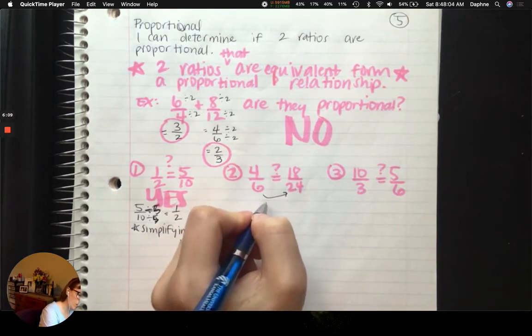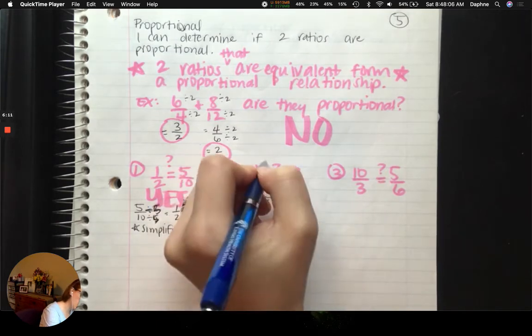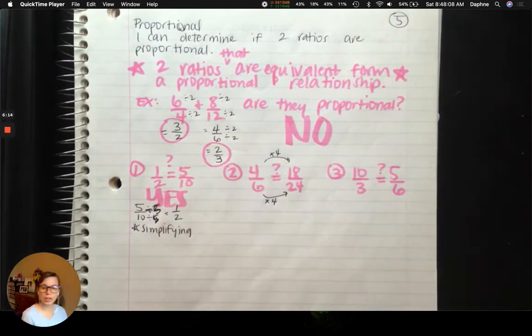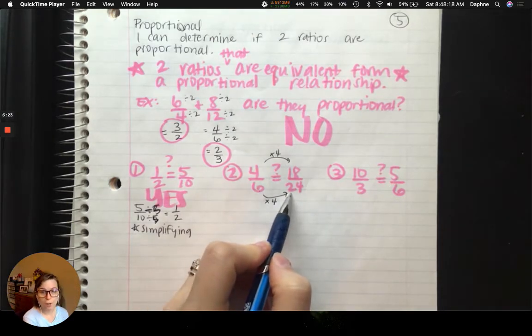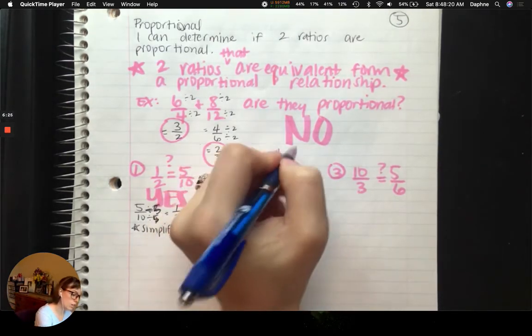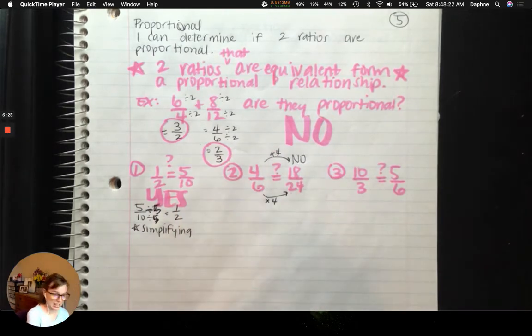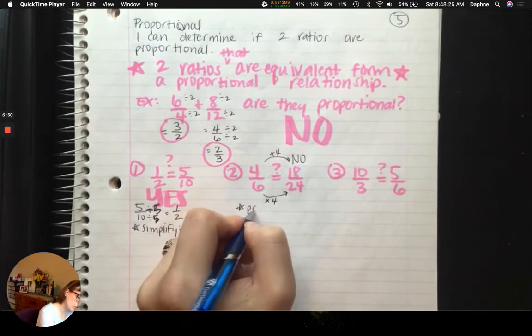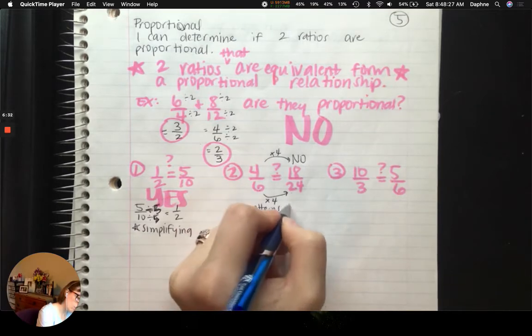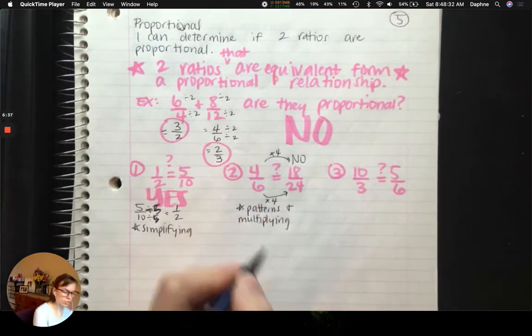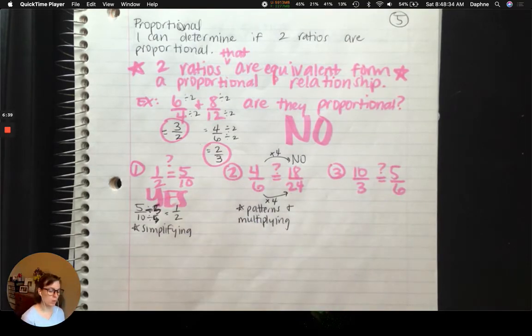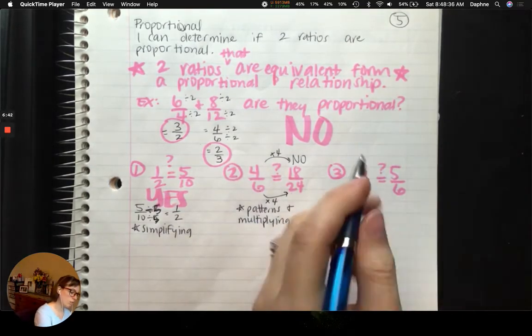I can multiply by 4, and if I multiply by 4 here, kind of like our ratio tables, by multiplying each number in the ratio by the same number, that was our definition of a ratio table. 6 times 4 is 24, but is 4 times 4 18? No, it's 16. Okay, so you can look for patterns. Patterns in multiplying or dividing, but I'll just put multiplying so you have less to write. Patterns and multiplying. And then number 3, we can divide.